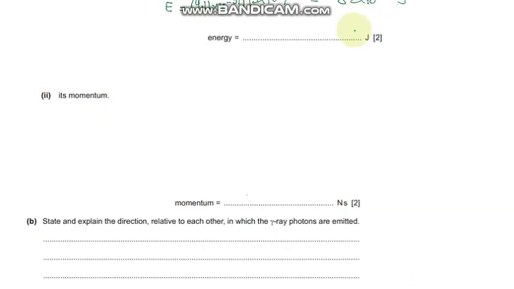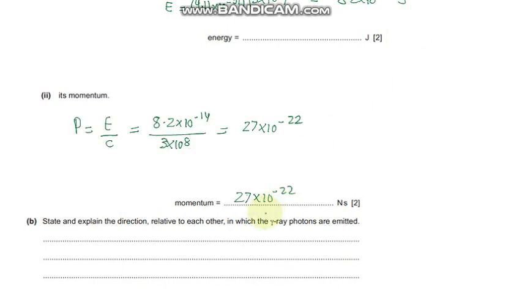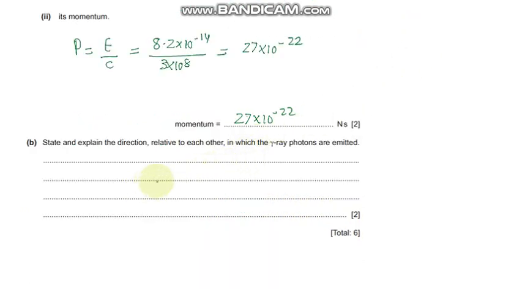Next we need to find the momentum. Momentum is energy over the speed of light, which makes 27 times 10 to the power negative 22. In the next part it says to state and explain the direction, relative to each other, in which the gamma ray photons are emitted. Initially the momentum was zero, so the total momentum must be conserved, so the gamma ray photons must travel in opposite directions.